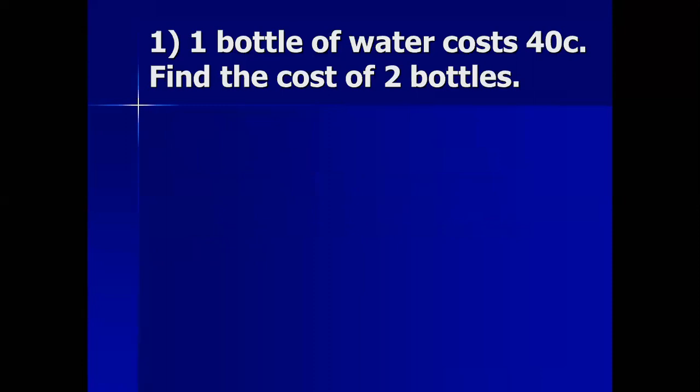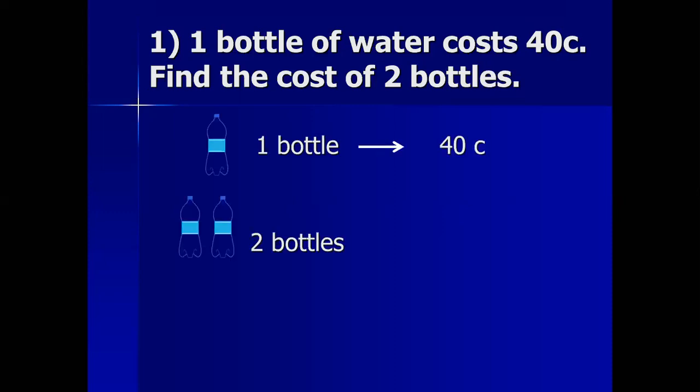Suppose that 1 bottle of water costs 40 cents. Find the cost of 2 bottles. Guys, that means if 1 bottle costs 40 cents, and we have another one, it costs another 40 cents. So I will do 40 plus 40. It will become 80, or we can use cross multiplication, guys.